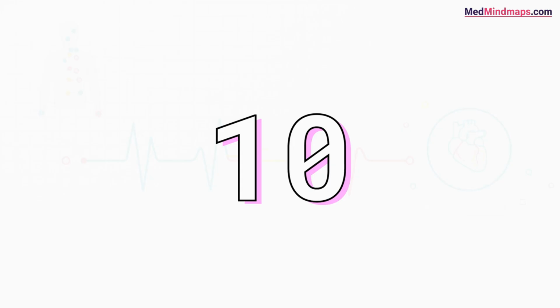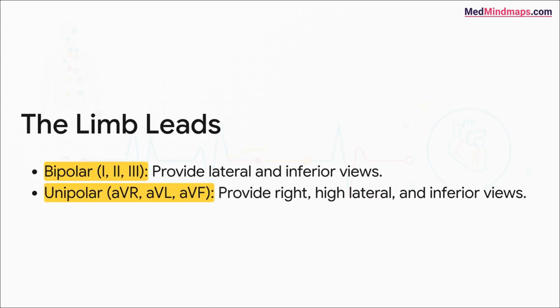But what happens is the machine takes the information from those 10 physical spots and then calculates 12 different electrical views or perspectives of the heart. So 10 stickers, 12 views. Okay, so the first 6 of those views come from the limb leads that go on the arms and legs. You've got your bipolar leads, that's I, II, and III, and they give us lateral and inferior views. Then you have the unipolar leads, aVR, aVL, and aVF. These just give us some extra angles, looking from the right, from the high lateral side, and looking straight up from the bottom.